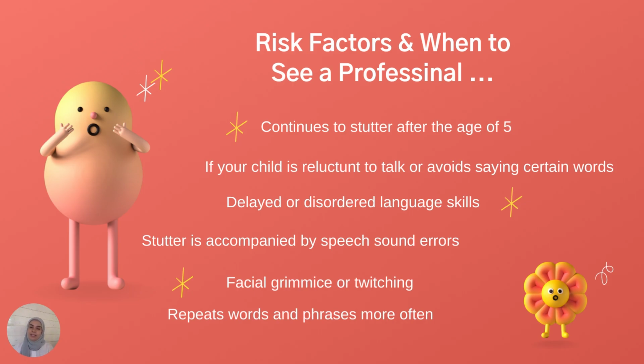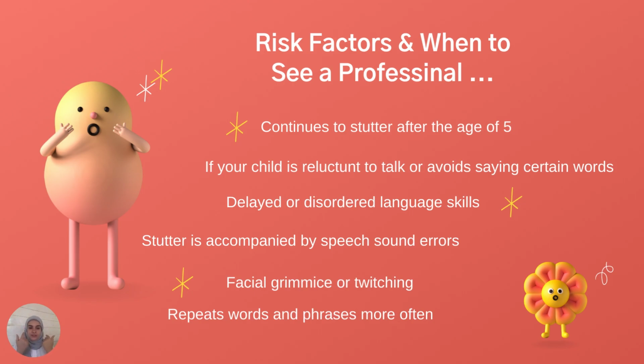If the stutter is accompanied by speech sound errors. So let's stop here for a second and talk about speech sound errors. What is considered a speech sound error? Well, it is any substitution of a sound. Here's an example. Instead of saying the word car, your child will say the word tar. So he's substituting the sound k with the sound t. So if your child is doing any speech sound errors or any substitutions, then you will also need to see a speech and language therapist, especially if that is accompanied with a stutter. That is a red flag.